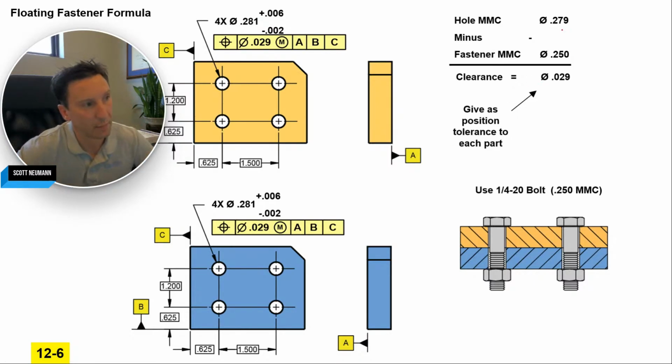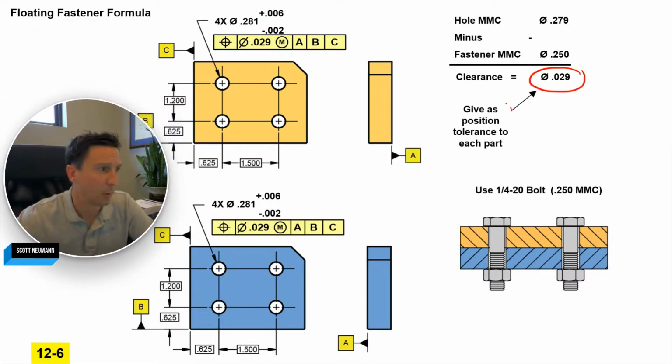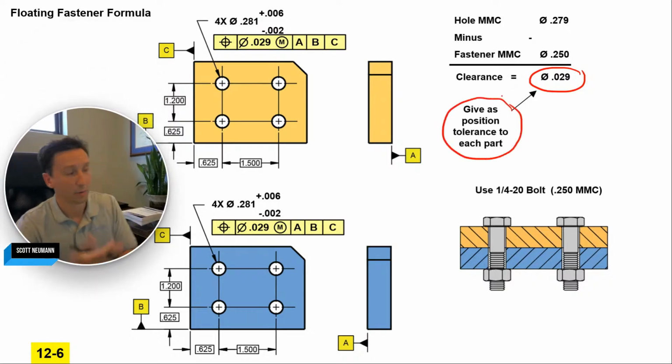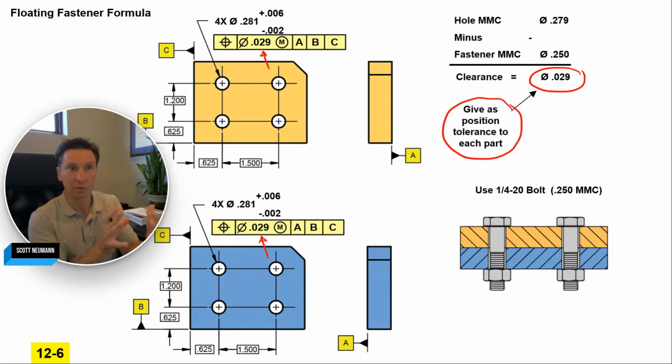So how much room you got between your smallest hole and your biggest pin, and they came up with a clearance of diameter 29. And with position tolerance, with a floating fastener, you can give that as position tolerance to each part. So I gave a position of 29 to this one, and I gave a position of 29 to this one. And that's the formula to ensure interchangeability.